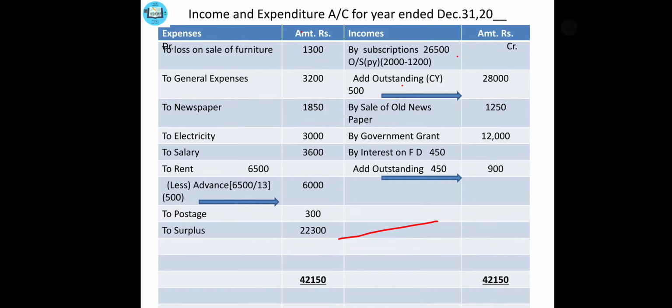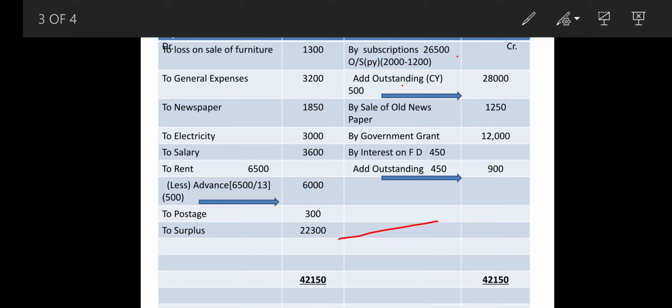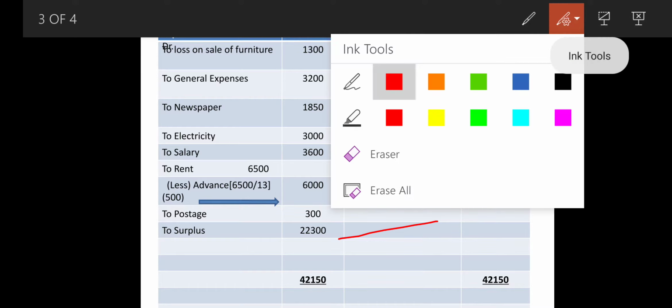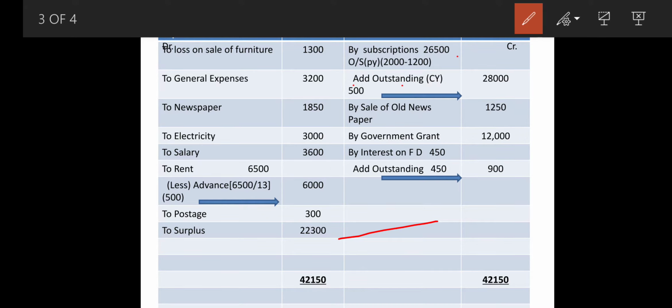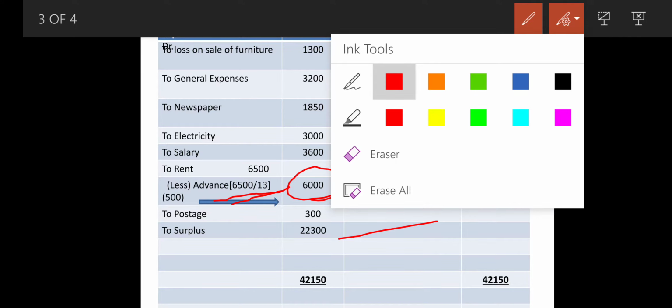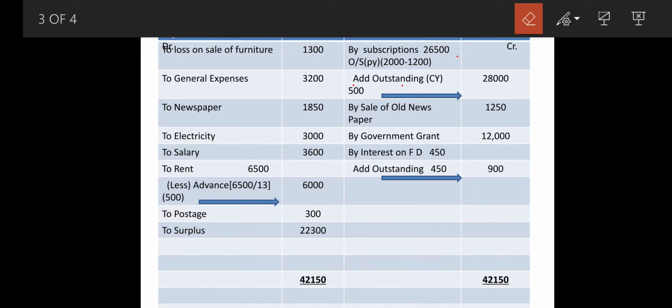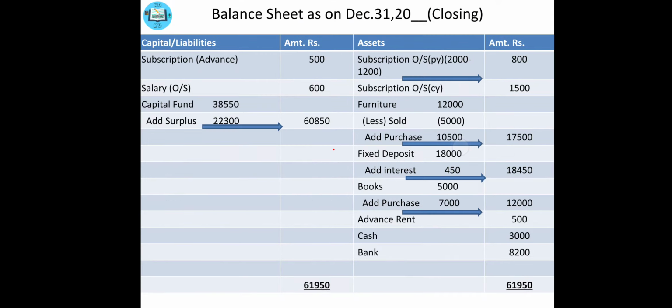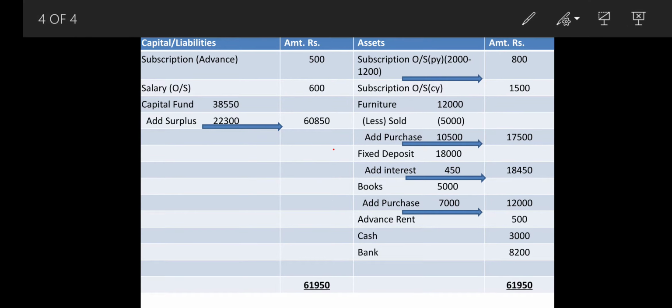Rent advance 6500 divided by 13. So 500 is already advance. So that will give you 1 month rent, that is 500. Take it outside, write down 6000 over there. And another effect is come to your balance sheet, closing asset side. Write down rent in advance. Rent in advance, 500 rupees. All the two adjustments are over.